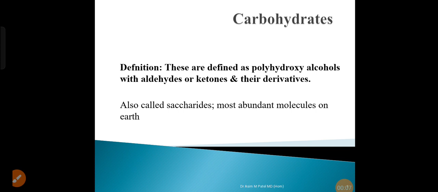Today onwards, we will start with some of the topics of biochemistry. So today we will discuss the carbohydrates. Carbohydrates are defined as the polyhydroxy alcohols with aldehydes or ketones and their derivatives. They are also called saccharides. They are the most abundant molecules on the earth.